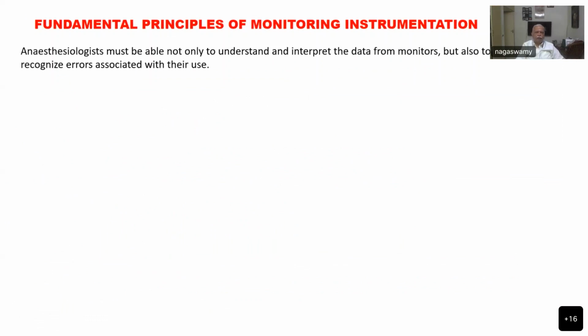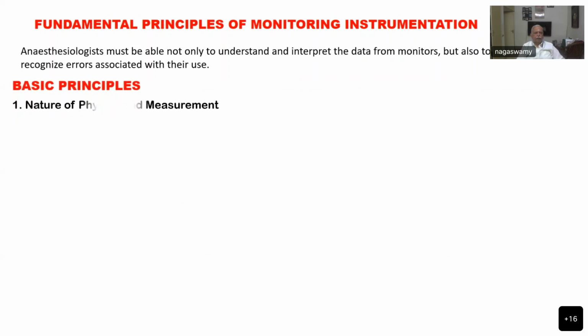So, why we should know about the fundamental principles of monitoring instrumentation is the first question. Anesthesiologists must be able not only to understand and interpret the data from a monitor, but also anticipate and recognize errors. You must know when a monitor is not functioning properly and is giving a false reading. That is the reason why we must know the fundamental principles of how they work.